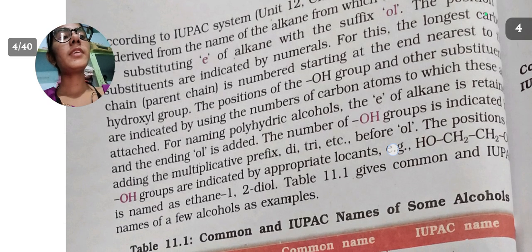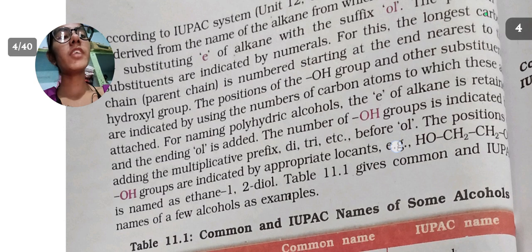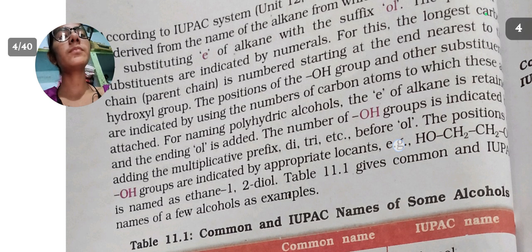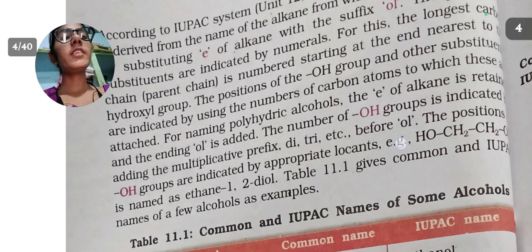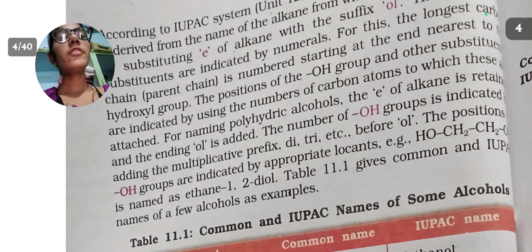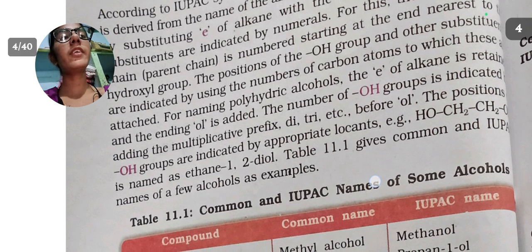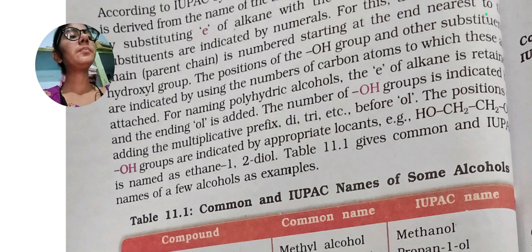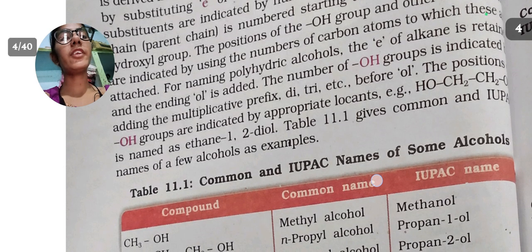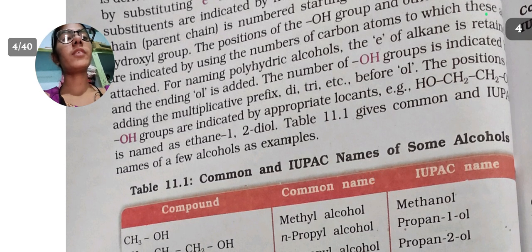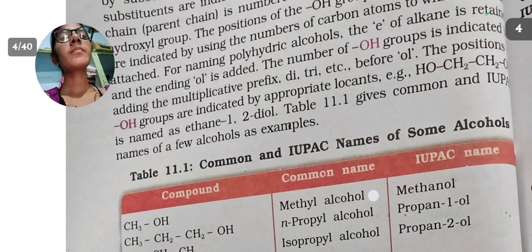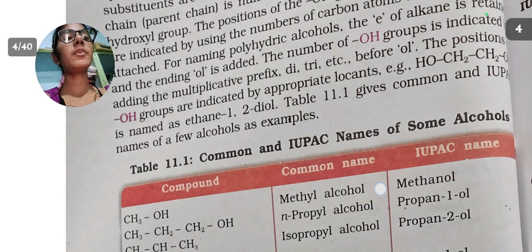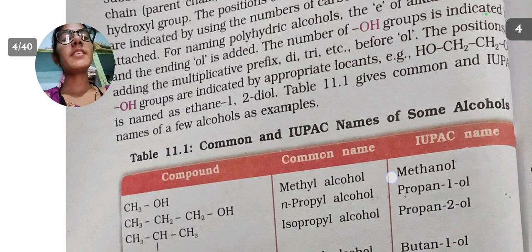For example, the longest carbon chain, the parent chain, is numbered starting at the end nearest to the hydroxyl group. The positions of the OH group and the other substituents are indicated by using the numbers of the carbon atoms to which these are attached. When naming polyhydric alcohols, the e of the alkane is retained and the ending ol is added. The number of OH groups is indicated by adding a multiplicative prefix, di, tri, etc., before ol. The positions of the OH groups are indicated by appropriate locants. Example: OHCH2CH2OH is named ethane-1,2-diol.